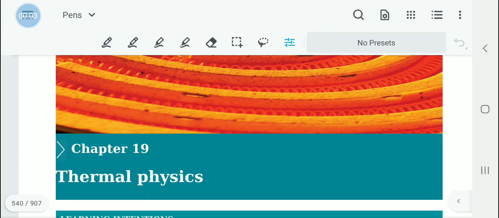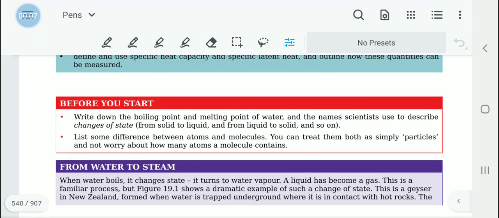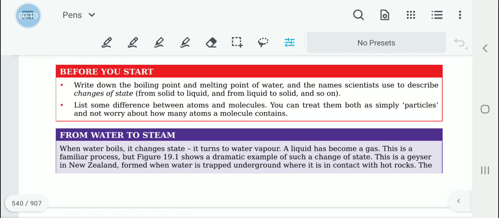Physics chapter 19, new book, thermal physics. This is actually an extension of what you have learned in O levels. From molecular physics, this has been derived. There are some definitions that you would have to know, and there are some features that you would have to understand before you begin the extension of this.